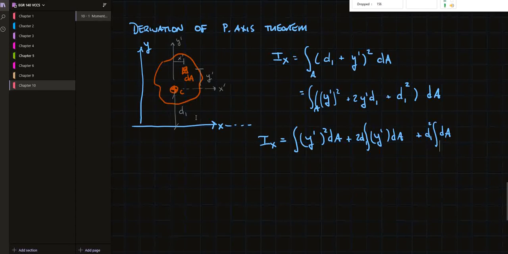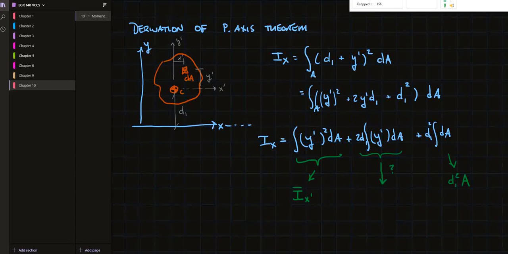Okay, well, on inspection, we see that this is just what we calculated before, I of x about this prime, which we'll call the centroid, I about the centroid axis. This is d1 squared times A, so this is d1 squared times A, the total area. So what is this then?